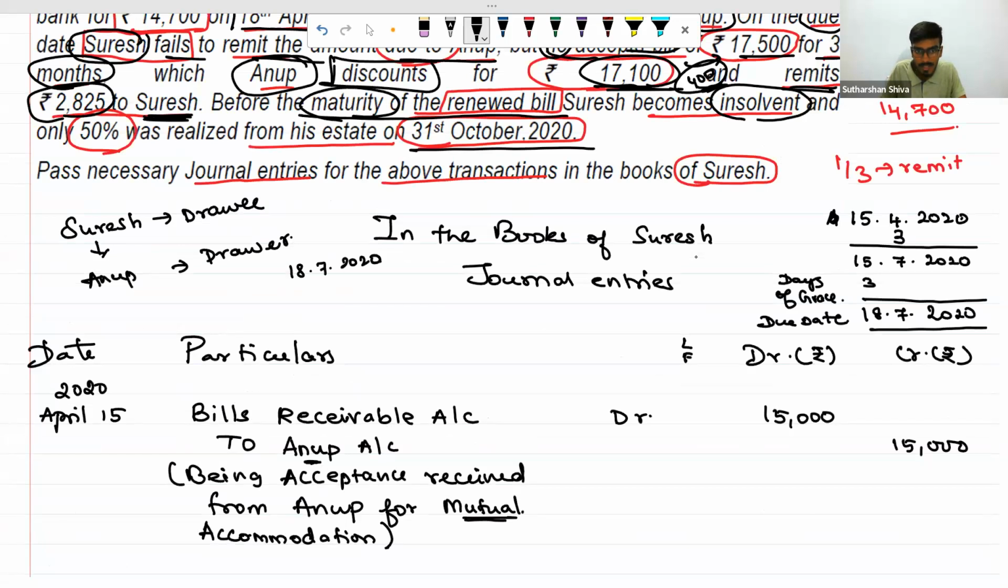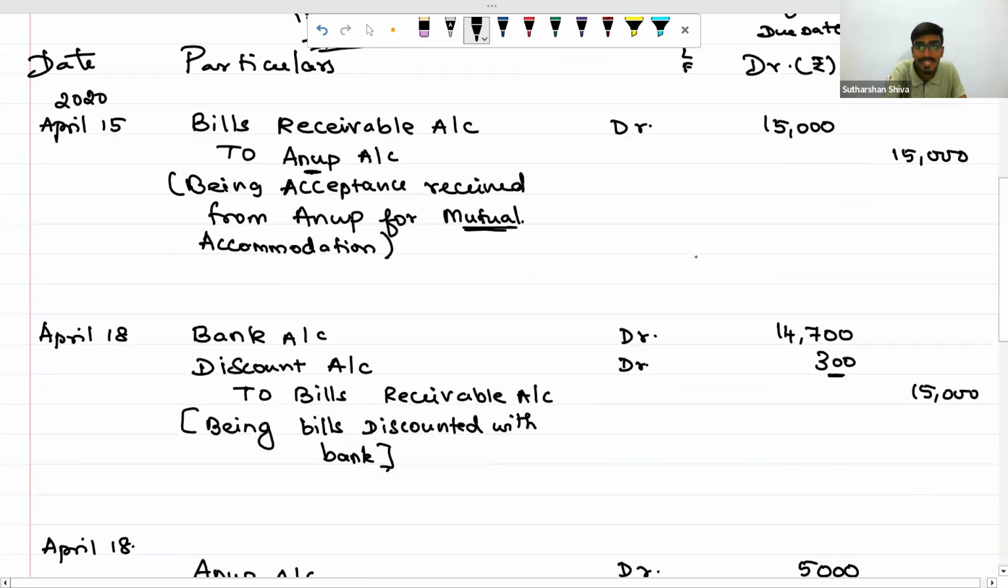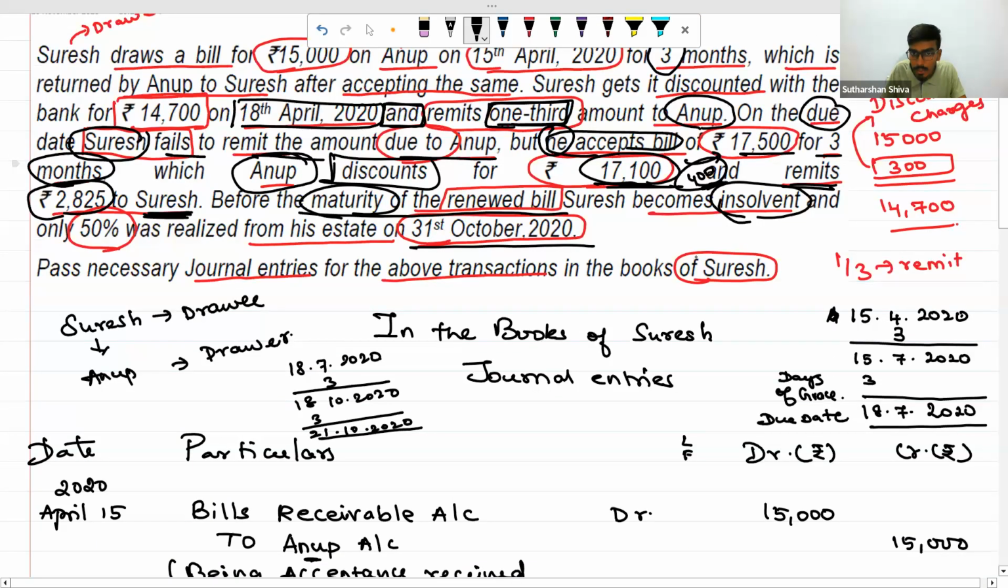18/7/2020. From 3 months, it is 18/10/2020. It is 18 plus 3 grace days. That is 21/10/2020, he becomes insolvent. So for that insolvent entry, don't pass a direct entry. First pass the reversal entry of the original entry.